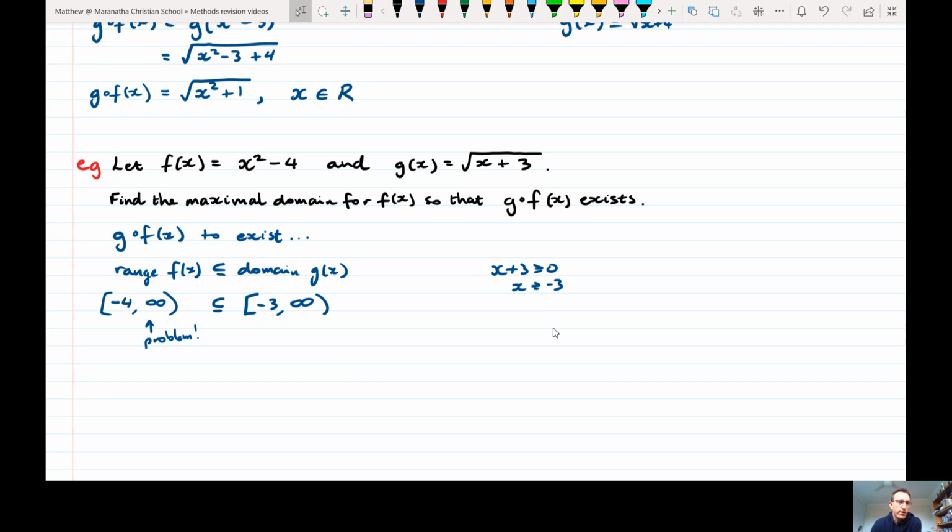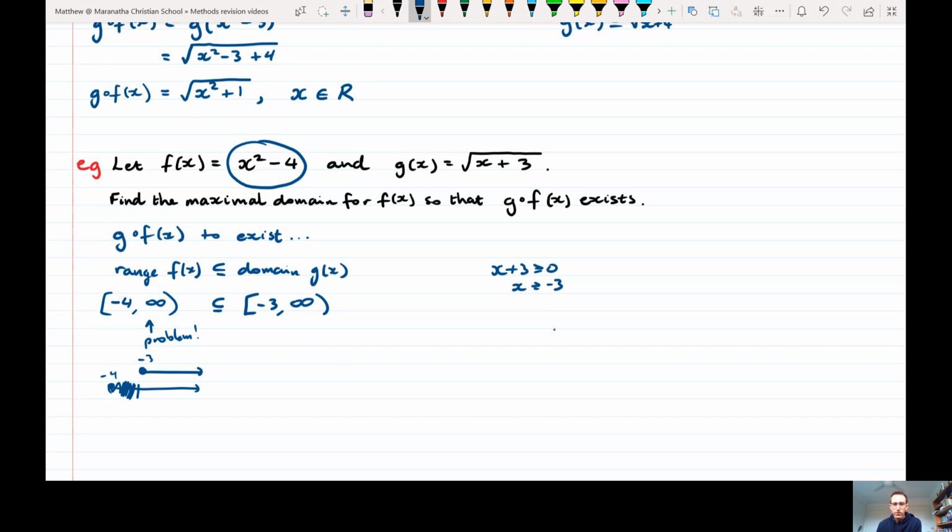So essentially what I need to do is restrict this quadratic so that its range is -3 to infinity. If I draw these two out, there's -3 to infinity. That's what I need. I'm at -4 to infinity. So I need to cut this section out. I've got to get rid of all that. I don't want any of that.